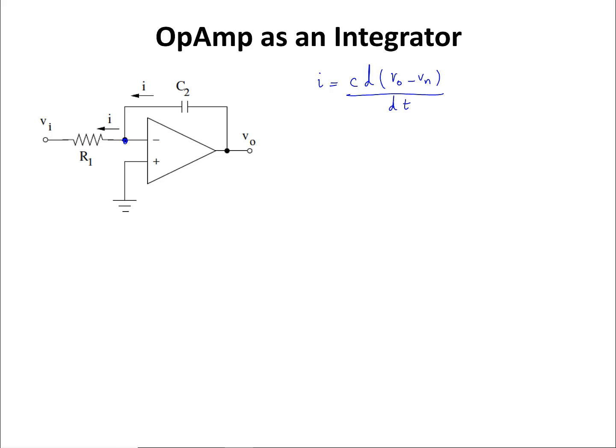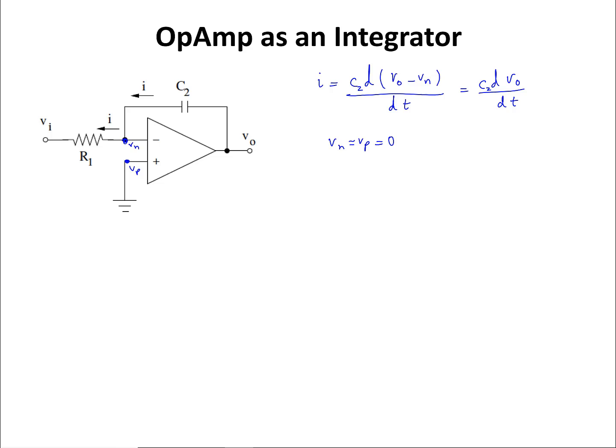And I'm going to assume an ideal op-amp, so because of the presence of the negative feedback, Vn is almost equal to Vp. Vp in here is equal to 0 because the positive terminal is connected to the ground. From there I can write I equals C dVout divided by dt, and this is C2, and this is also C2.